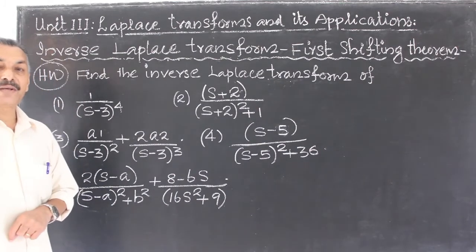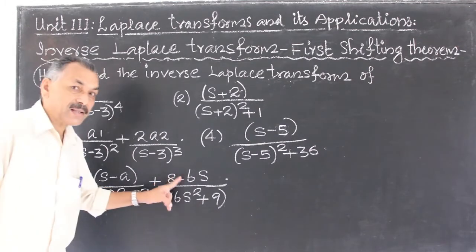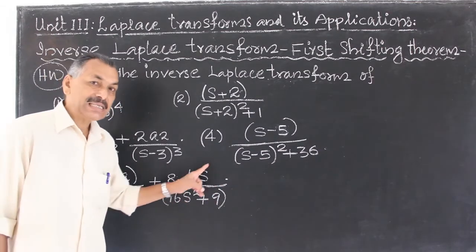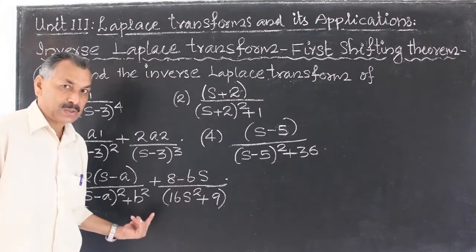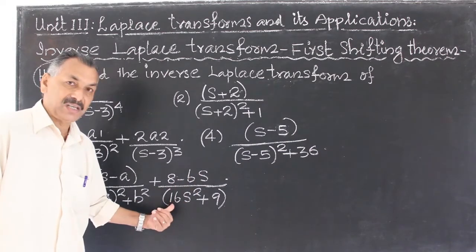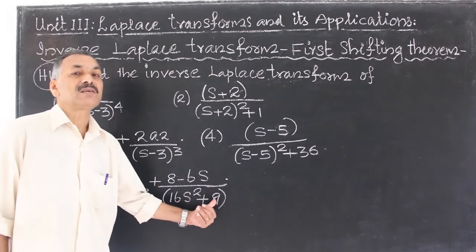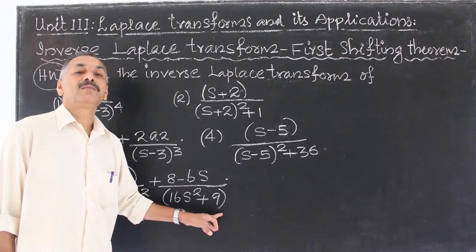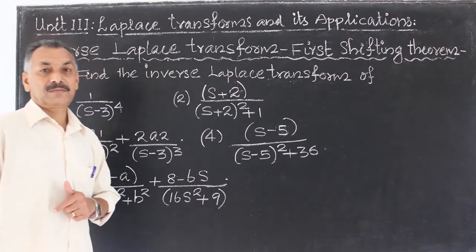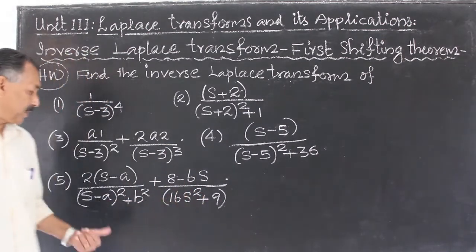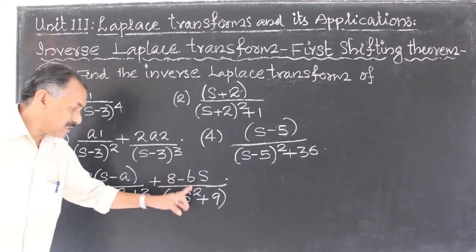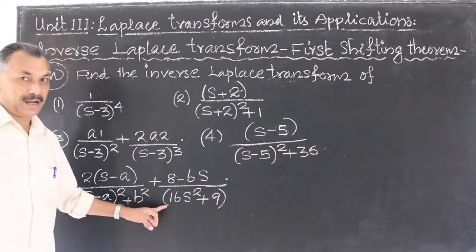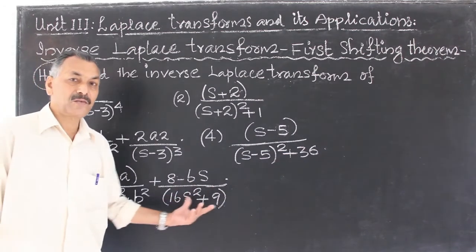1 divided by s square plus a square is equal to sin at by a. Then minus 6s divided by 16 s square plus 9. That is minus 6s divided by 16 outside. Then minus 6 by 16 into s divided by s square plus 3 by 4 square. s divided by s square plus 3 by 4 square is cos 3t by 4. Again, separate the terms: one is the value, another is 8 divided by 16 s square plus 9 minus 6s divided by 16 s square plus 9. 16 is outside. Now the s square plus a square formula is very good.